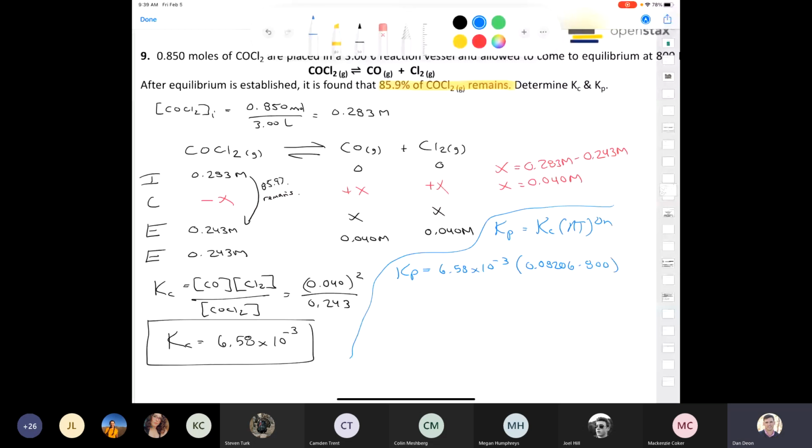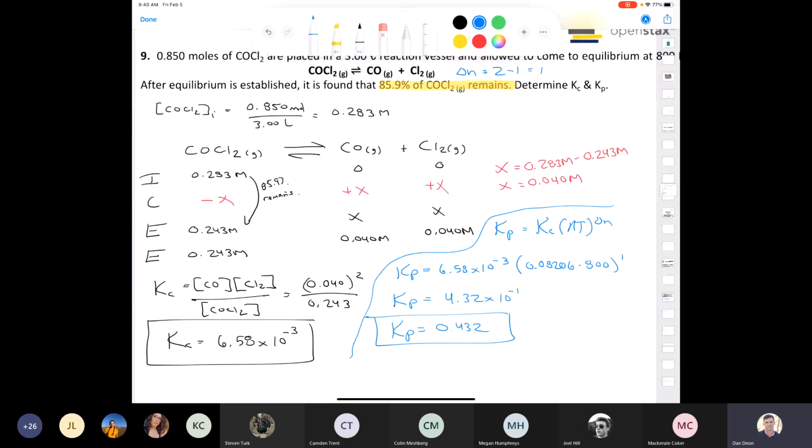I'll ask you guys, can anybody tell me what delta n is? It's not a trick. Yeah, the delta n would be 1, right? Because you have 2 moles of gas on this side and only 1 mole of gas on this side. So delta n is equal to 2 minus 1, which equals 1. So we have all that to the power of 1. There you go. And we have Kp is equal to 4.32 times 10 to the negative 1. So Kp is equal to 0.432.